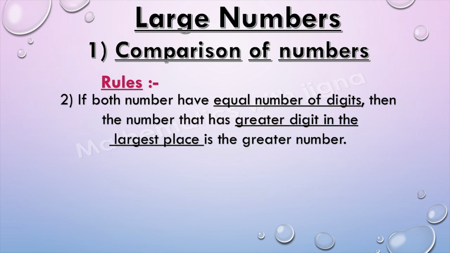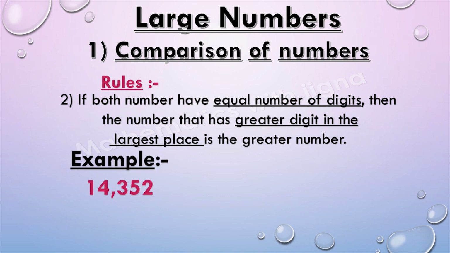Rule 2. If both numbers have an equal number of digits, then the number that has the greater digit in the largest place is the greater number. Suppose we have 14,352 as the first number and the second number is 14,552. Here both the numbers have the same number of digits.